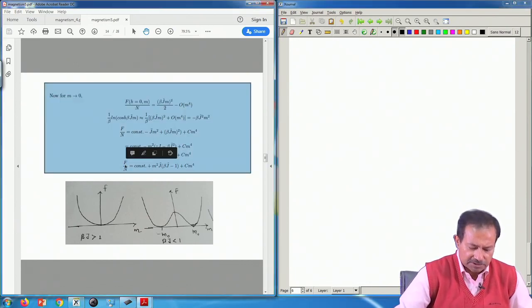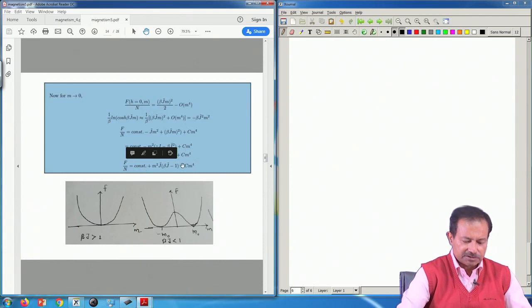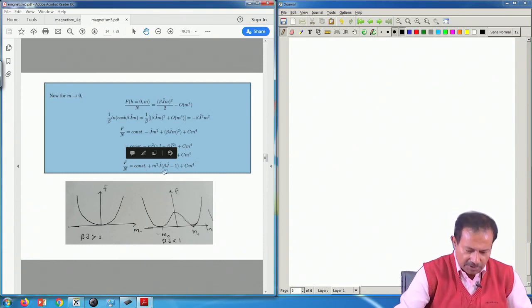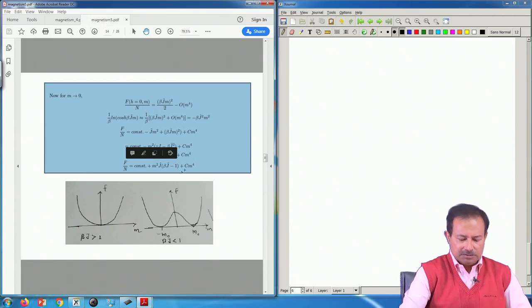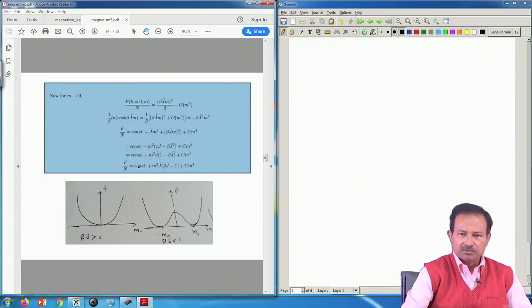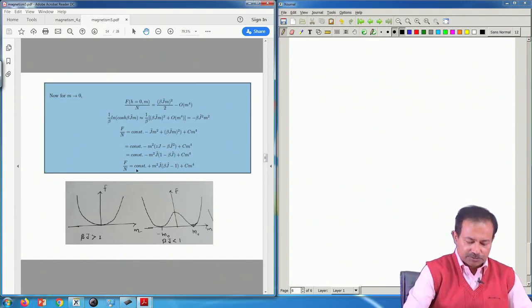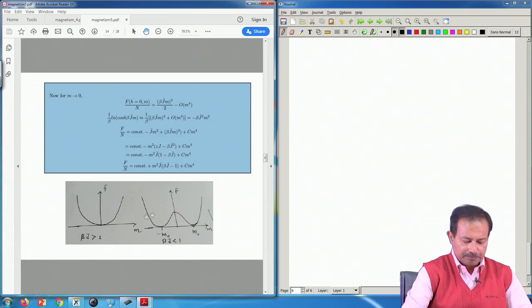So what you will get is F by N, the free energy density per spin, is some constant plus m squared times (beta J tilde minus 1) plus c m to the power 4. If you look at the graph of this quantity, the constant you can just absorb and set to 0, absorbing it inside the energies. So what you have is the f versus m plot in two situations. First, where beta J tilde is greater than 1, so the coefficient of this m squared term is positive.